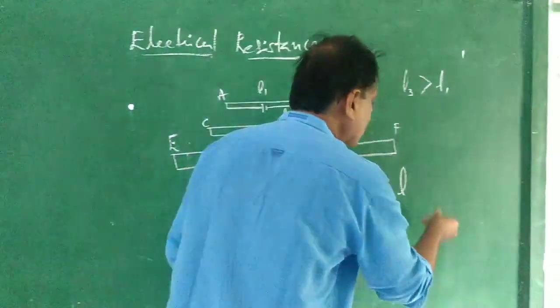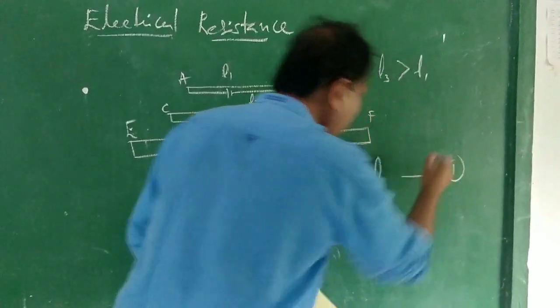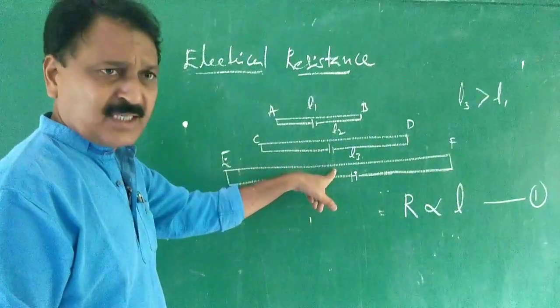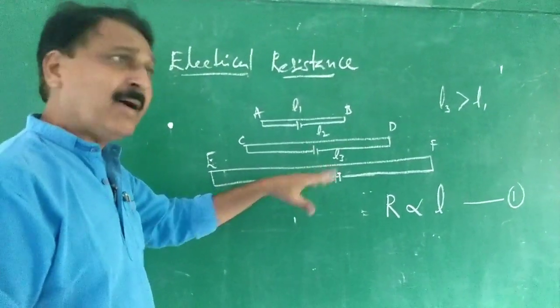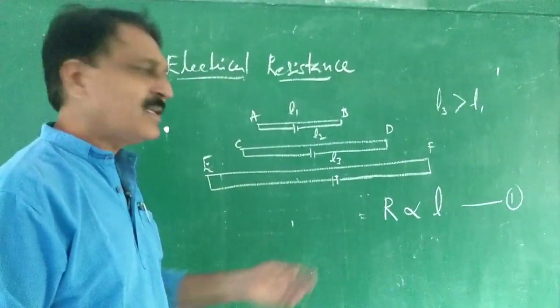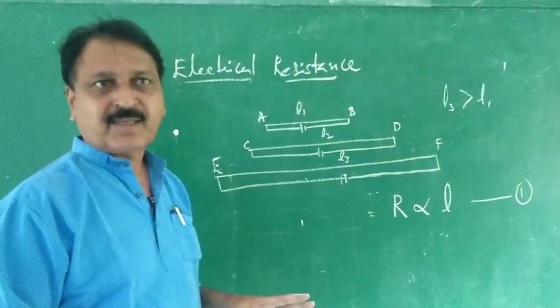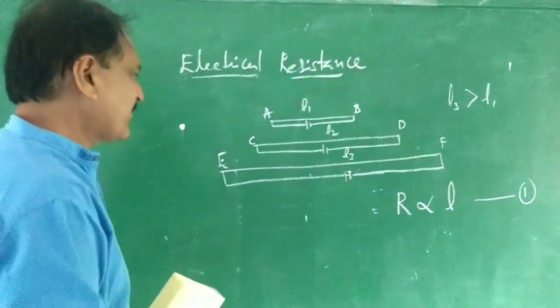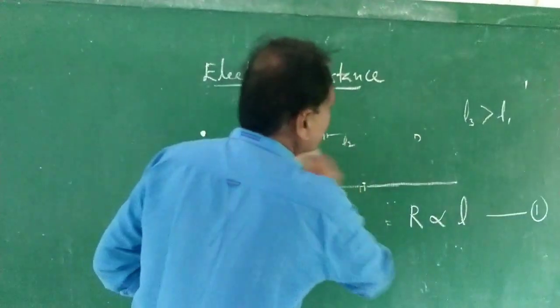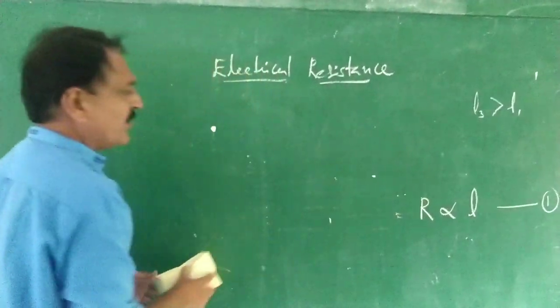You have to understand. So maybe the three wires are made of the same material, copper, but the resistances are different because the resistance depends upon the length. I want to make the second point.